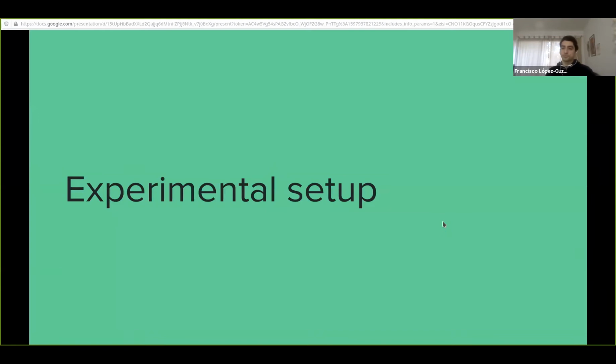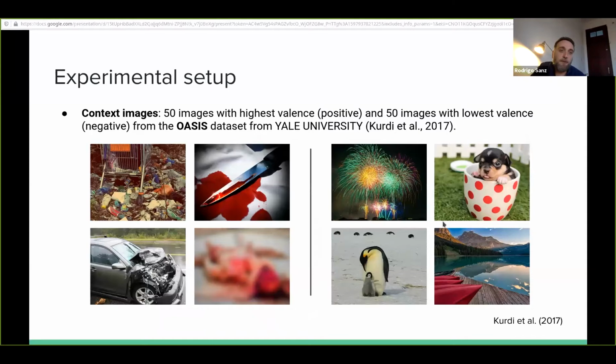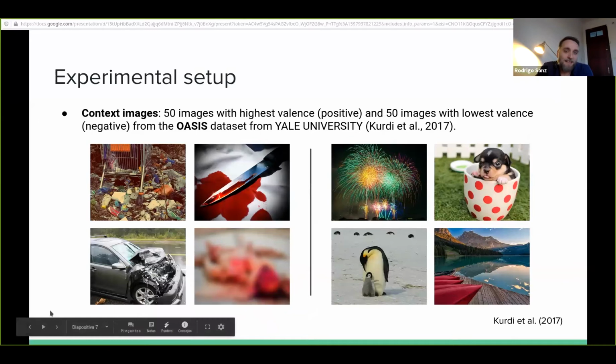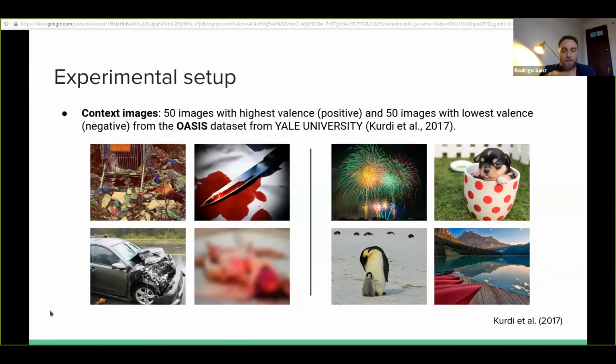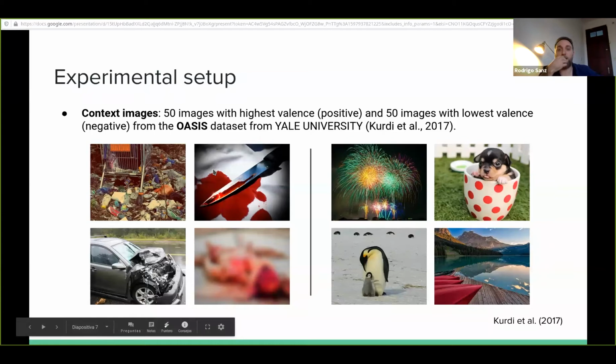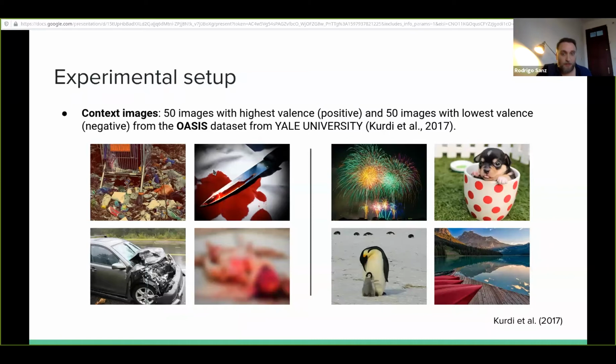So going into more detail, we started with the OASIS dataset that we took from Yale University, from the Department of Psychology, because we tried to use validated images. And you can see in the slide, we only took the 50 images with the highest valence, the positive ones on the right, and we took the 50 images with the lowest valence, the negative ones, that was our context images.